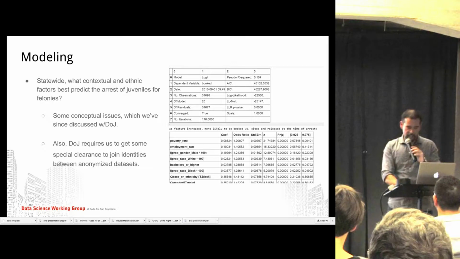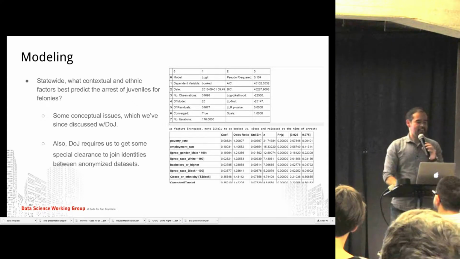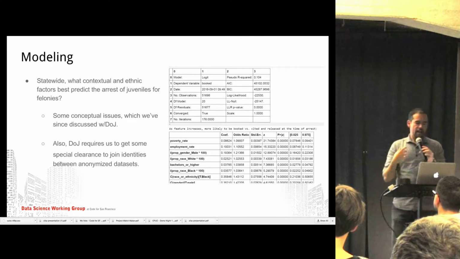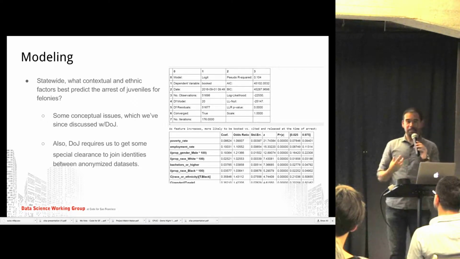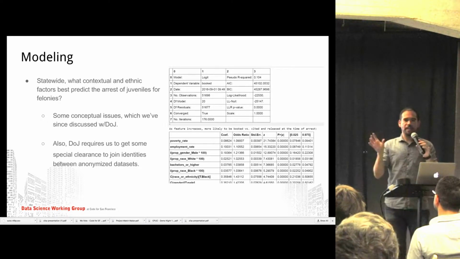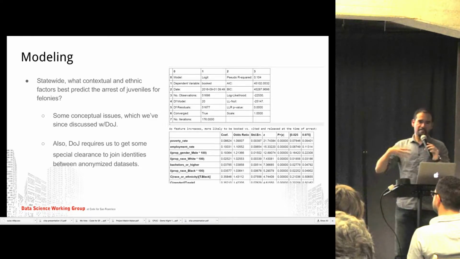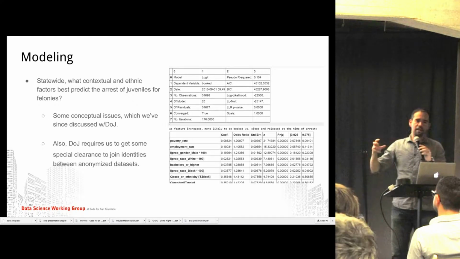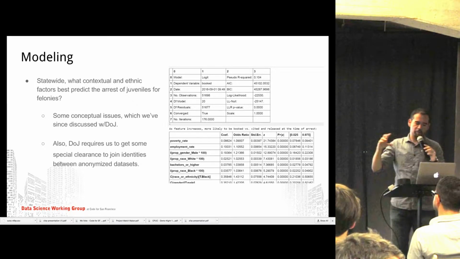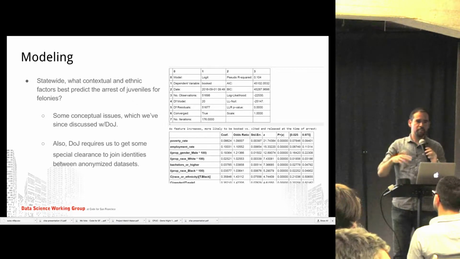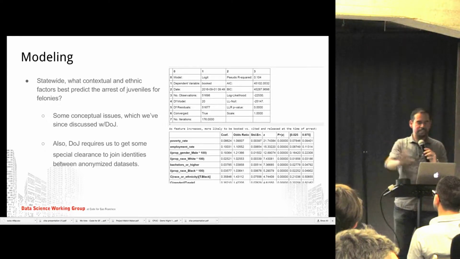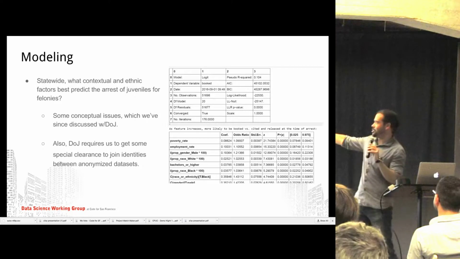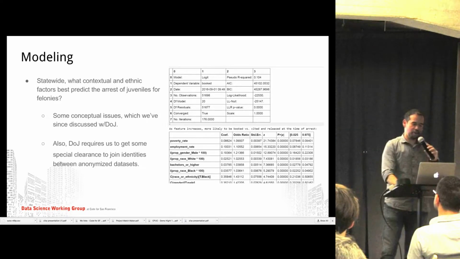We also did some modeling, and there were some conceptual issues which we've since discussed with the DOJ, and now we actually have to get some special clearance to be able to join data sets between what we have and what they have. That's somewhat anonymized, but uniquely identifiable enough so that we can join between them and hopefully do some more analyses. This is just a logistic regression readout, just to show that we made some progress.